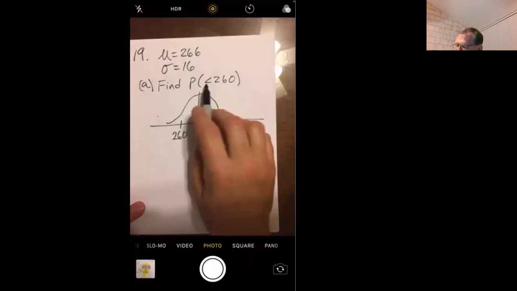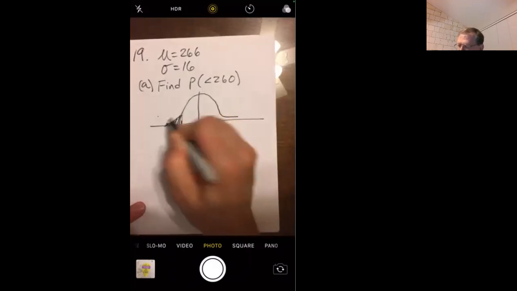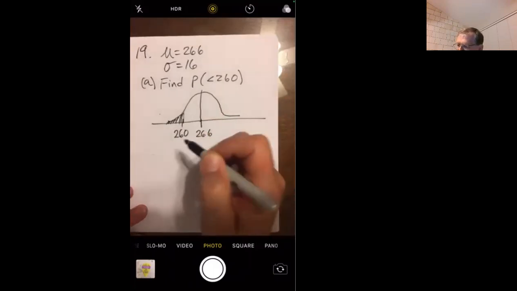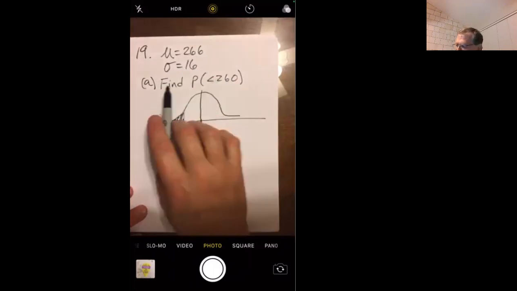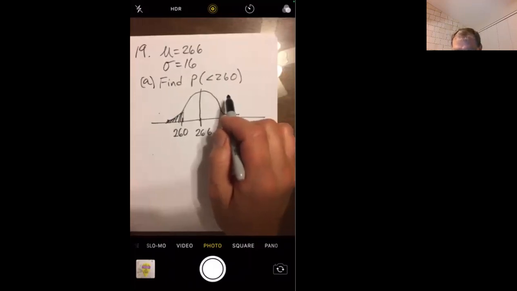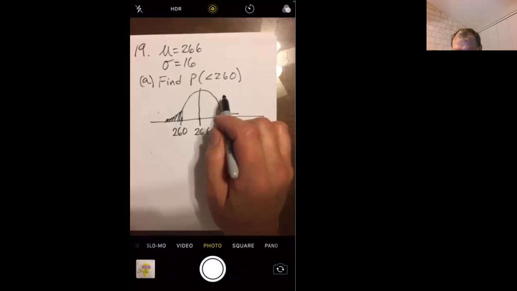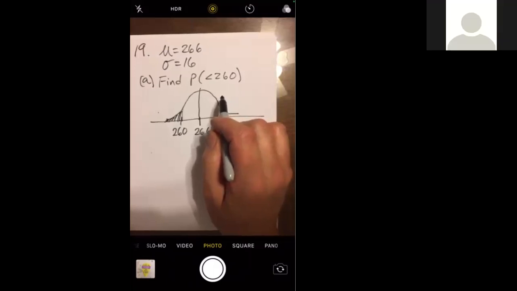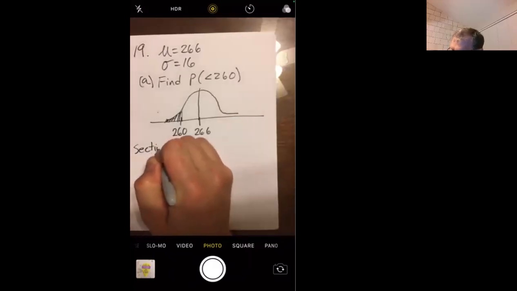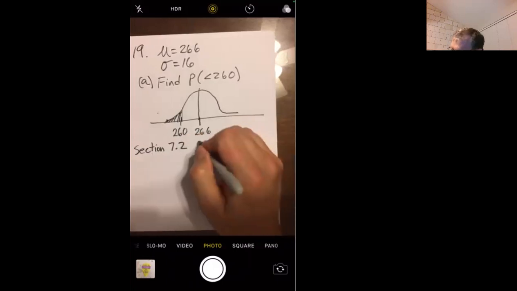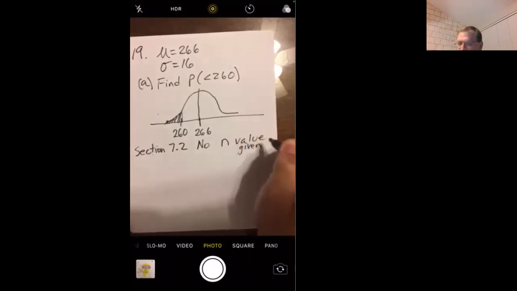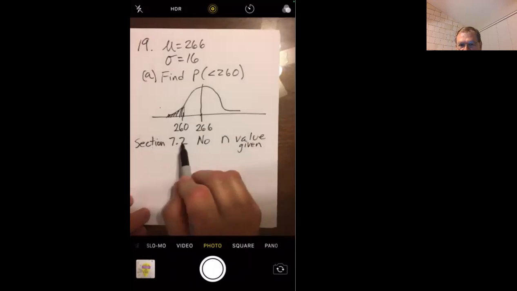So they want the probability that you pick a random pregnancy and it'll last less than 260 days. All right. Notice through all this paragraph, through the question they've asked, have you heard any mention of a sample size? No. Which means this is out of section 7.2. So far, no n value given.